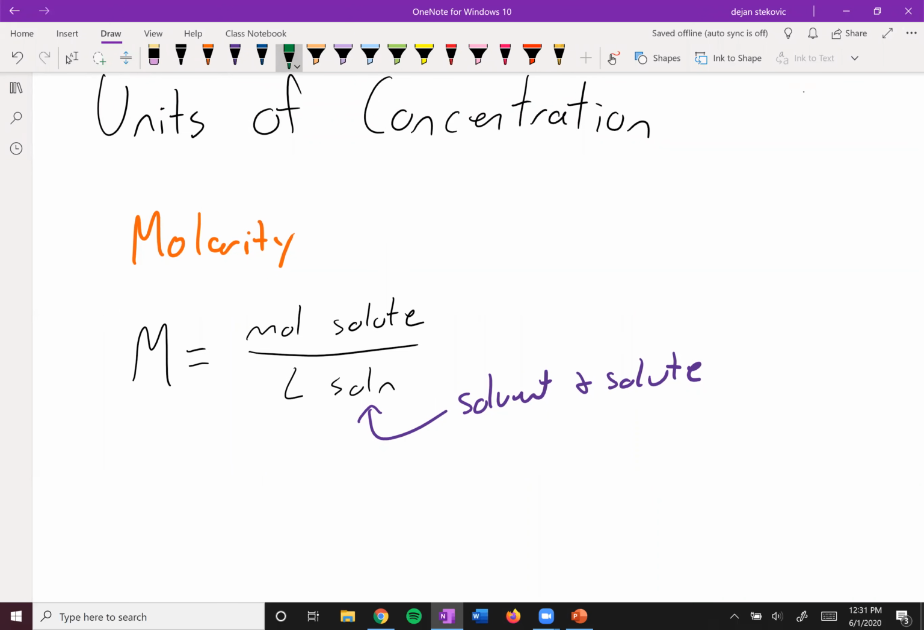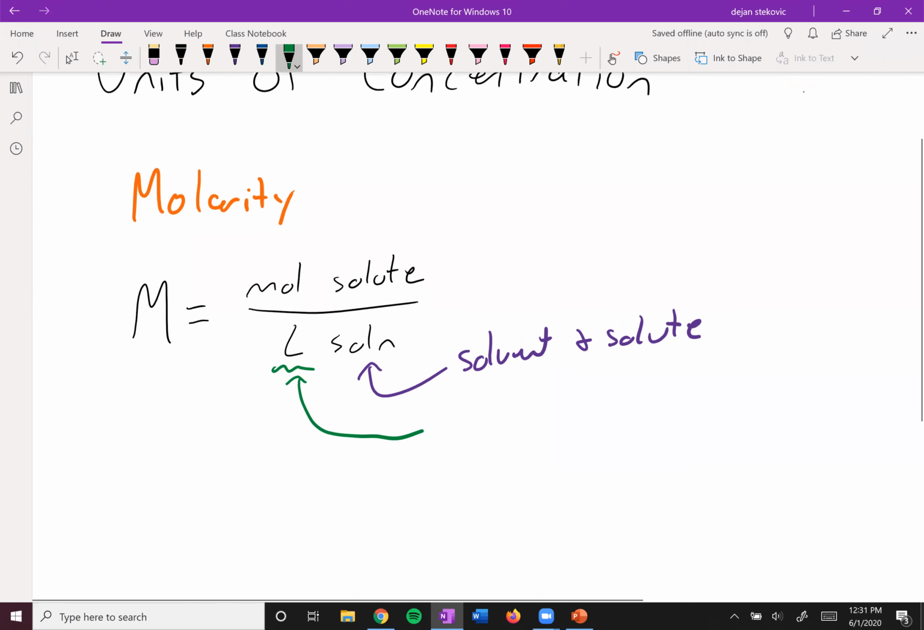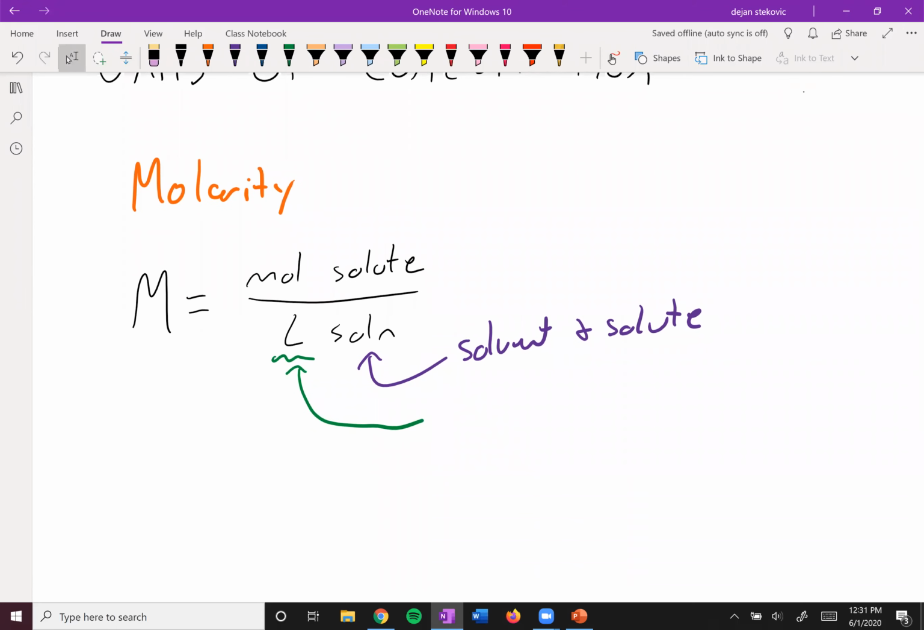However, there's a big issue with molarity, and it's the units of liters right here. So when liquids are heated, they expand. And so even if you have the same amount of stuff dissolved in the same amount of liquid, if you heat it, the molarity is actually going to change because the liquid expands with increasing temperature.